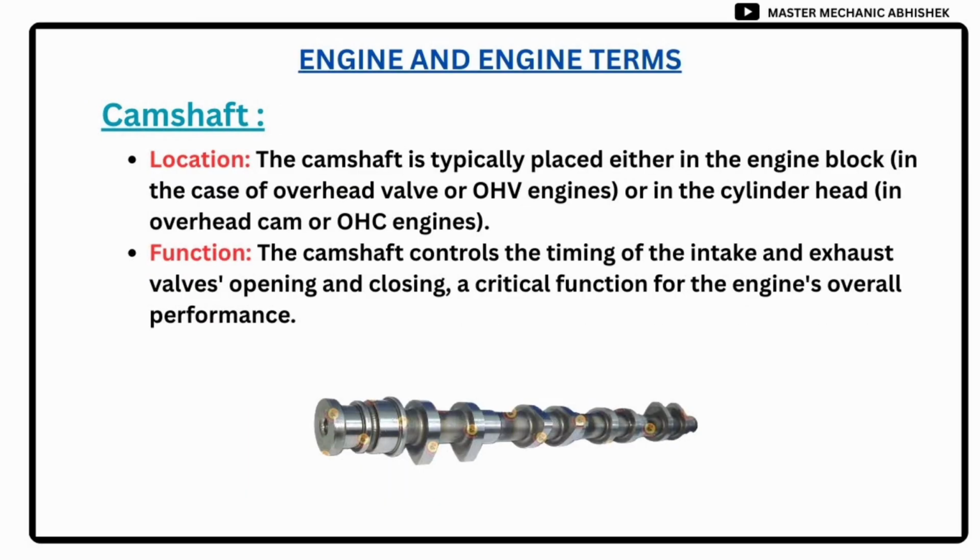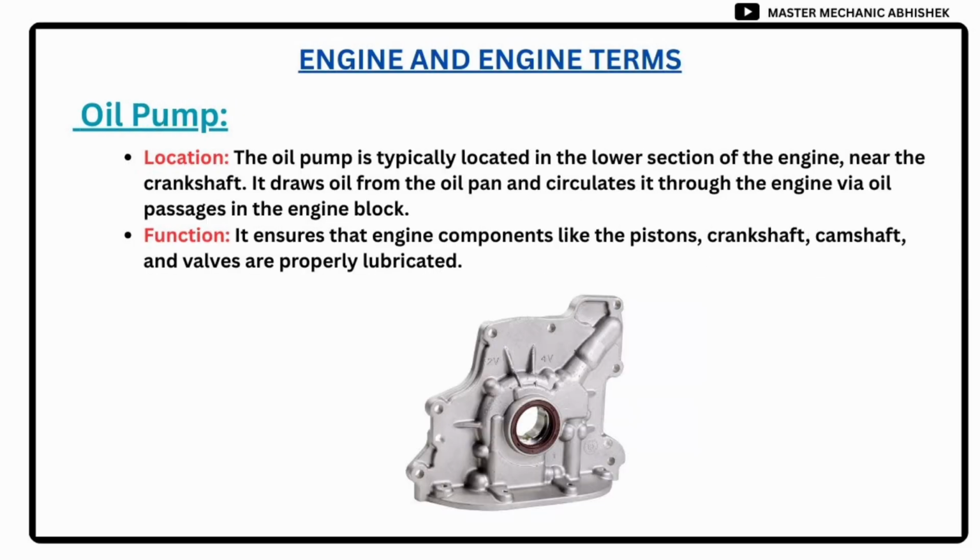Camshaft. Location: the camshaft is typically placed either in the engine block, in the case of overhead valve or OHV engines, or in the cylinder head, in overhead cam or OHC engines. Function: the camshaft controls the timing of the intake and exhaust valves opening and closing, a critical function for the engine's overall performance. Oil pump. Location: the oil pump is typically located in the lower section of the engine, near the crankshaft. It draws oil from the oil pan and circulates it through the engine via oil passages in the engine block. Function: it ensures that engine components like the pistons, crankshaft, camshaft, and valves are properly lubricated.